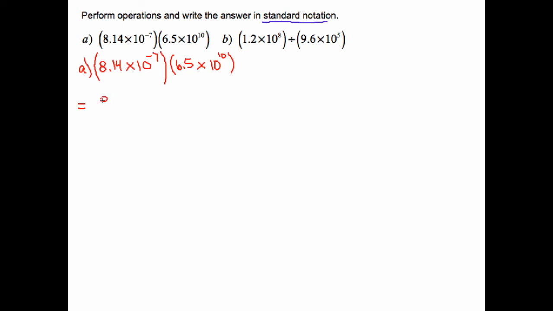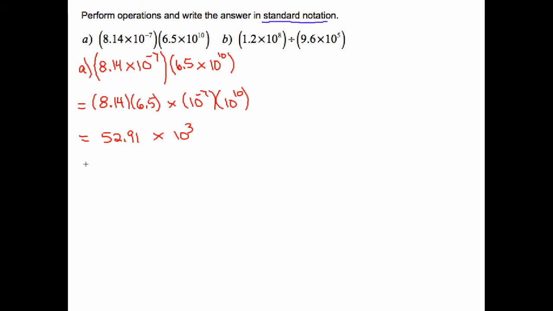So I'll multiply the two numbers that are not written with base 10. I'll multiply 8.14 times 6.5. And then I'll multiply 10 to the negative 7th by 10 to the 10th. Let's look at the first product. 8.14 times 6.5 is 52.91. I'm going to multiply by 10 to the, and when you multiply with the same base, you can add the exponents. Well, negative 7 plus 10 is 3.